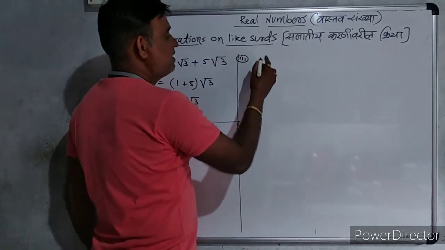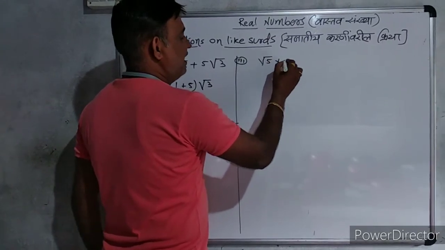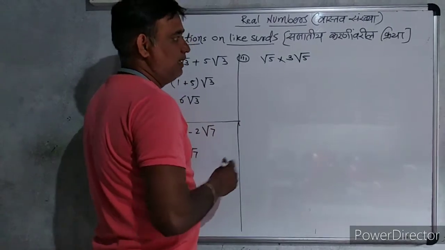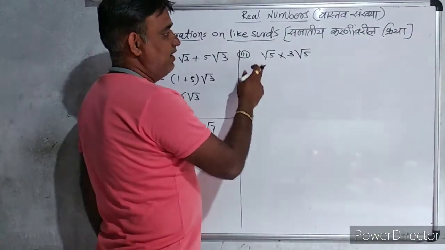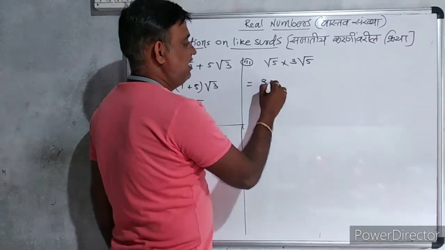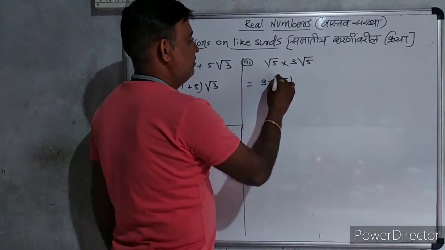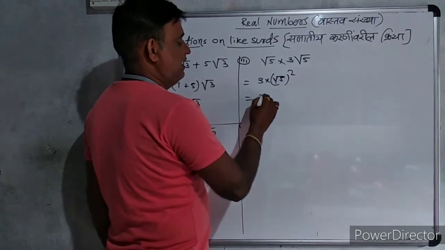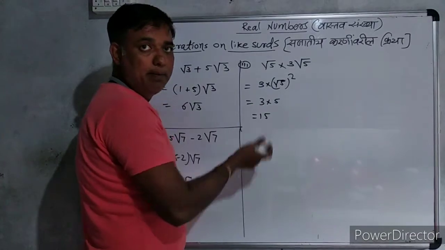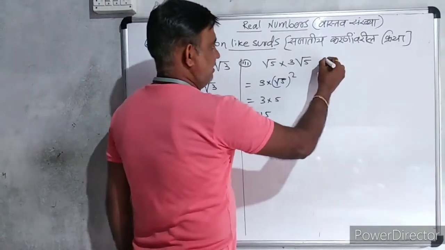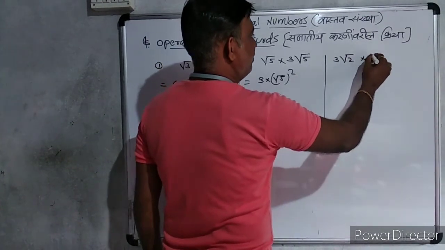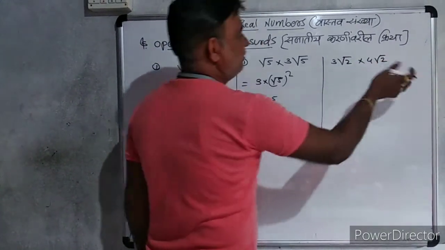Sorry, third, radicand 5 into 3 radicand 5. Multiplication. If we multiply both the surds, what do we get? 3 into radicand 5 square. So we get 3 into 5, that is 15. Multiplication. Okay. Another example of multiplication, we can take 3 radicand 2 into 4 radicand 2.